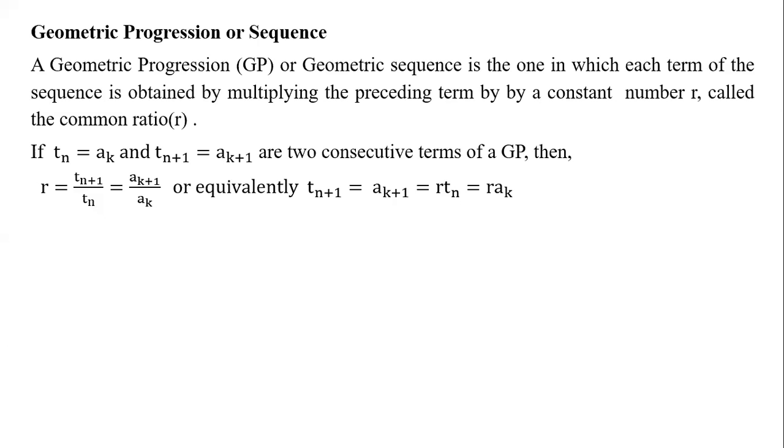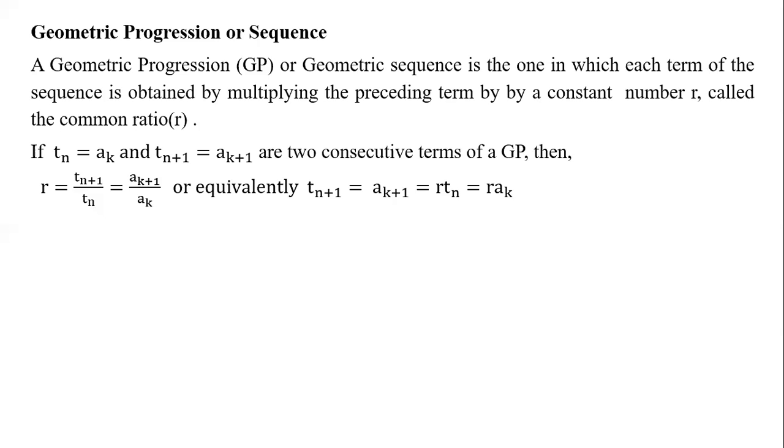For arithmetic progression, the preceding one will be what? Addition or subtraction. While geometric will be what? Multiplication. Do you see it? Are you with me? Yes, sir.